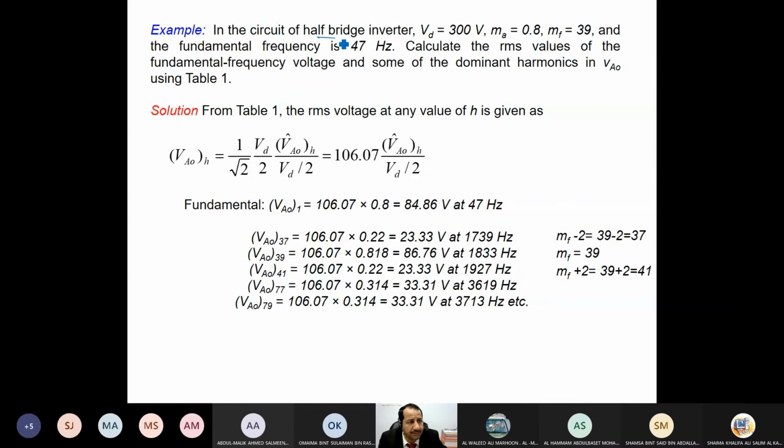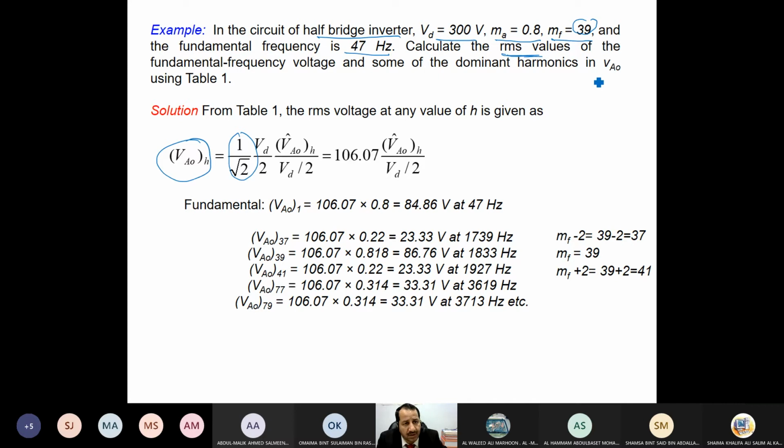It tells me here a half bridge inverter, the one I was just discussing. VD, the input voltage, is given to you. Amplitude modulation, MA, is given to you. Frequency modulation, MF, is high, and it's 39, which means it's odd, great. And the fundamental frequency, F1, is 47. Calculate the RMS. RMS means I divide the maximum by square root 2, as you can see here.